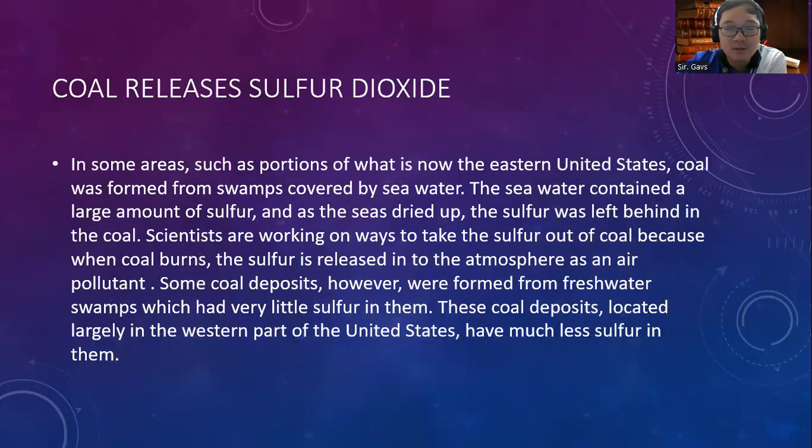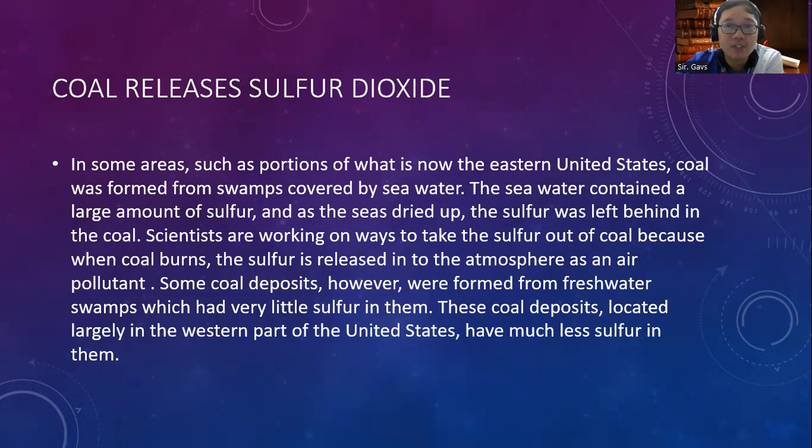As we all know, using coal has a disadvantage. It releases sulfur dioxide. In some areas, such as portions of what is now the eastern United States, coal was formed from swamps covered by seawater. The seawater contained a large amount of sulfur, and as the seas dried up, the sulfur was left behind in the coal.